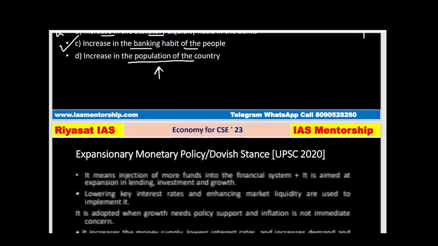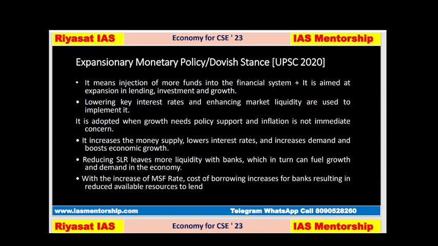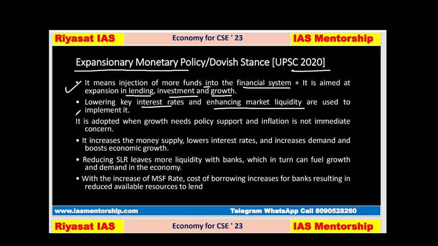Clear? Okay. Next is your expansionary monetary policy, dovish stance. UPSC 2020 में ये क्वेश्चन पूछा गया था. I will talk about what question came. Basically expansionary का मतलब है मनी को एक्सपैंड करना. मतलब मार्केट में अगर 100 रुपए है तो उसको 500 बनाना. Increasing the amount of money present in the market. It means injection of more funds into the financial system so that there is huge lending, huge investment and huge growth. Clear? Lowering key interest rate and enhancing the market liquidity are used to implement it.